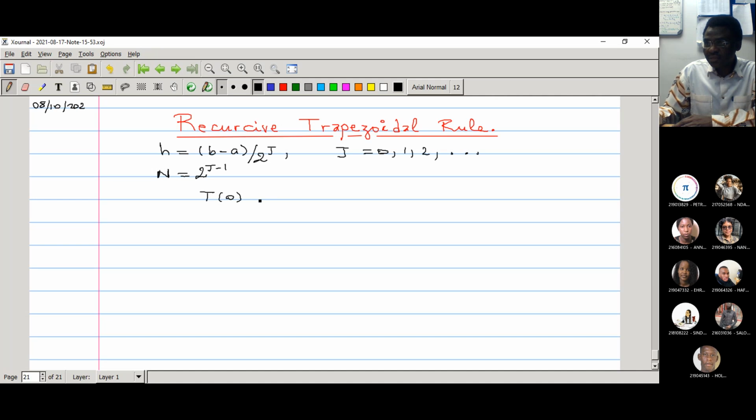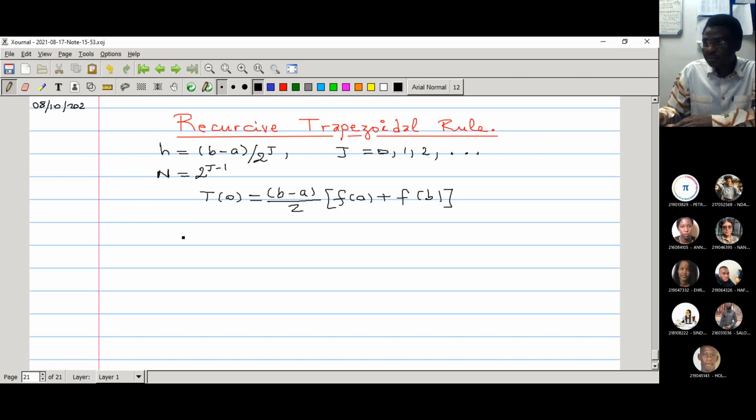T0, which is our R00, is h, which is (b minus a) by 2, because here j is 0. If you put 0 there, it's b minus a. Then f of a plus f of b. So this one is so easy that anybody can close his eyes and compute that one.